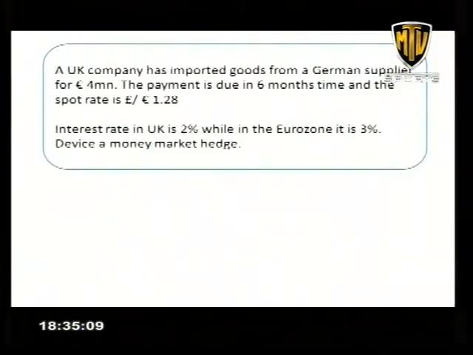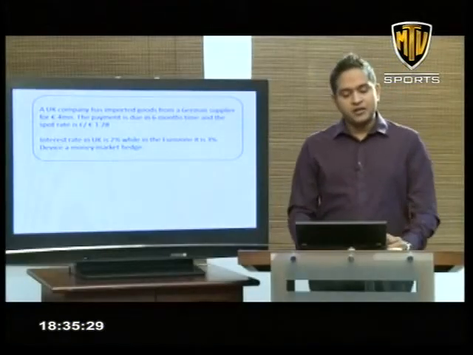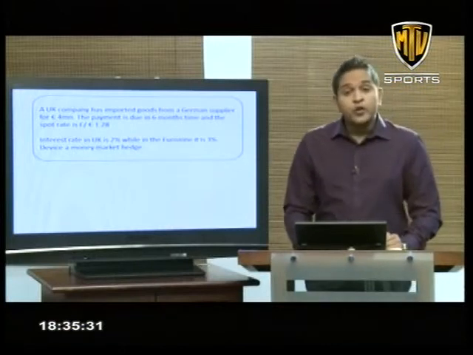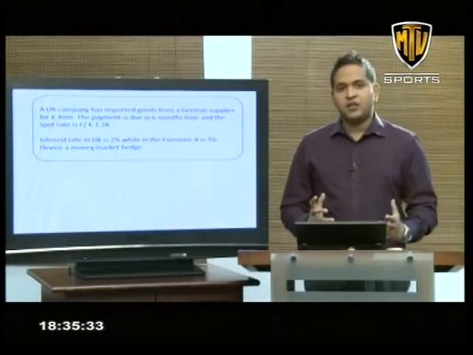It says a UK company has imported goods from a German supplier for 4 million euros. The payment is due in 6 months' time, and the spot rate is given to you all as 1.28. The interest rate in the UK is 2%. These are hypothetical numbers, and let's say the Eurozone interest rate is 3%. How do you devise a money market hedge? Now, what do you want to do? Always think on these lines.